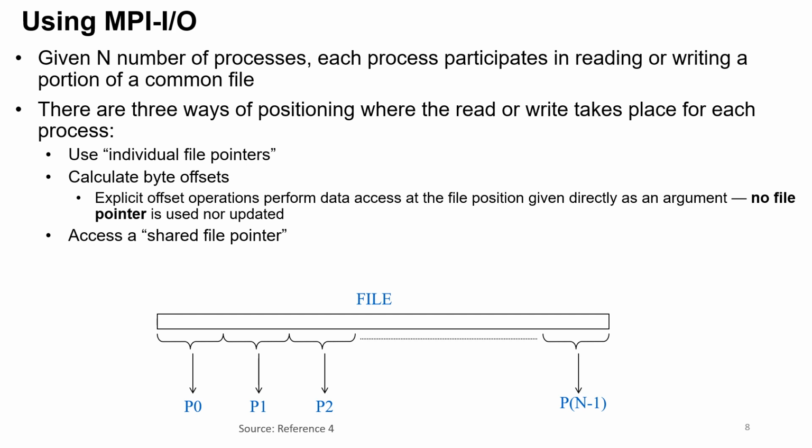Now let us define certain terms that are used here. A file pointer is an implicit offset maintained by MPI. Individual file pointers are file pointers that are local to each process that opened the file. A shared file pointer is a file pointer that is shared by the group of processes that opened the file. While we will not be covering shared file pointers in this tutorial, we will soon see examples and APIs that involve individual file pointers and explicit offsets.